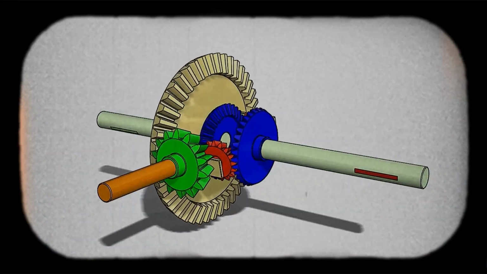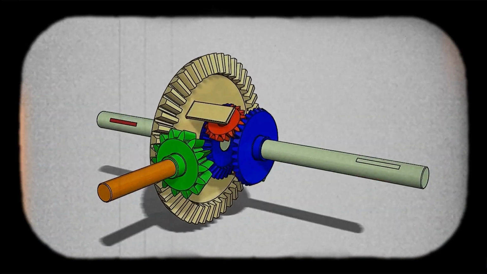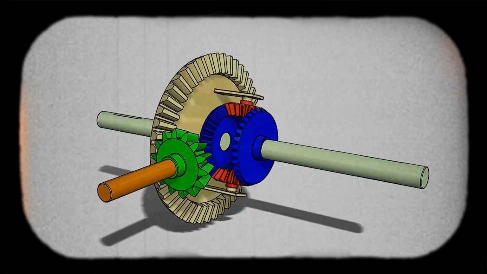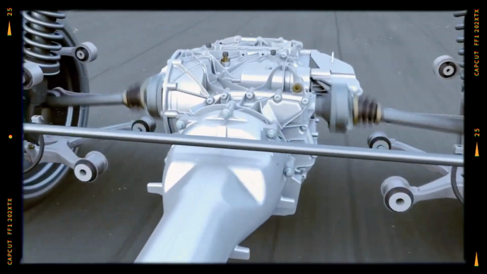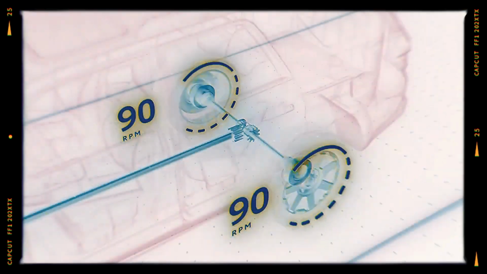The vehicle differential is responsible for distributing the torque received from the drive shaft between the wheels of the front or rear axle, depending on the type of drive. Its primary function is to ensure smooth wheel rotation without slippage.